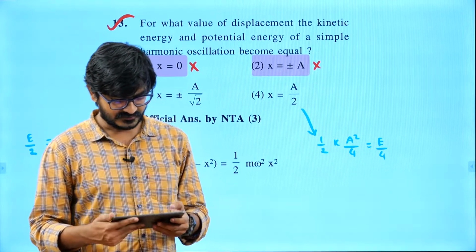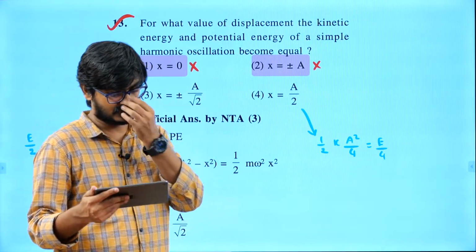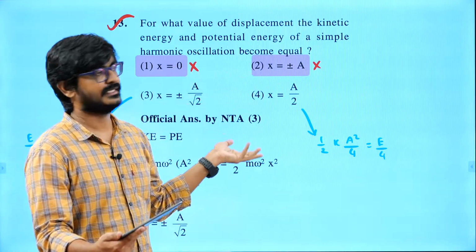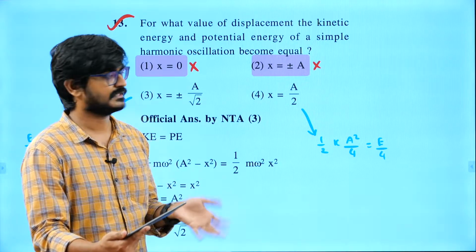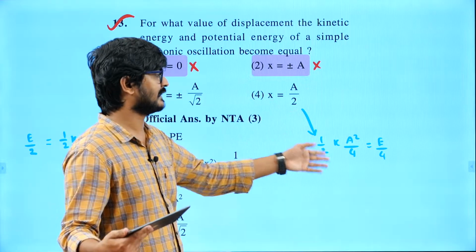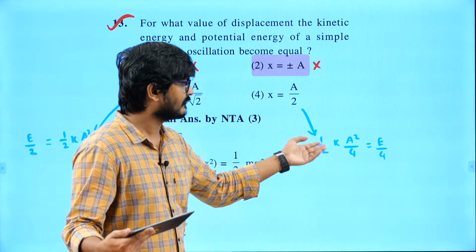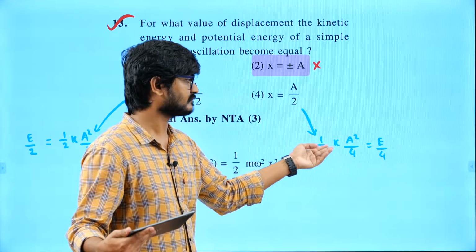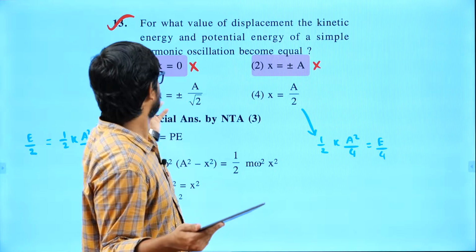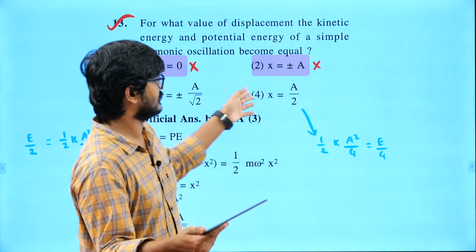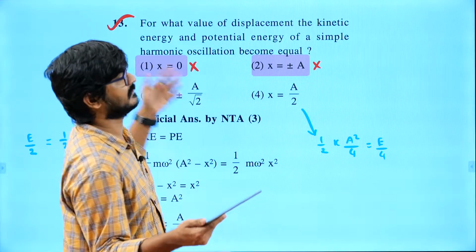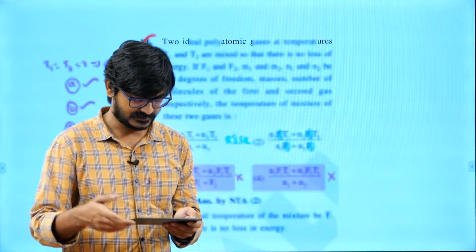Now, for what value of displacement are the kinetic energy and potential energy in a simple harmonic motion equal? Now you must not mark either of these two, because you know at x equal to 0 it is only kinetic energy, at x equal to a it is only potential energy, right? So you must not mark these two. So one of these two must be the right answer. Generally, I can't expect you to do this, but half kx square, that is half k a square by 4, which is energy by 4. This is energy by 2. So potential energy is half of total energy, potential energy is 1 by 4th. So if half of it is potential energy, the remaining half will be kinetic. Anyway, that I can't expect you to do.